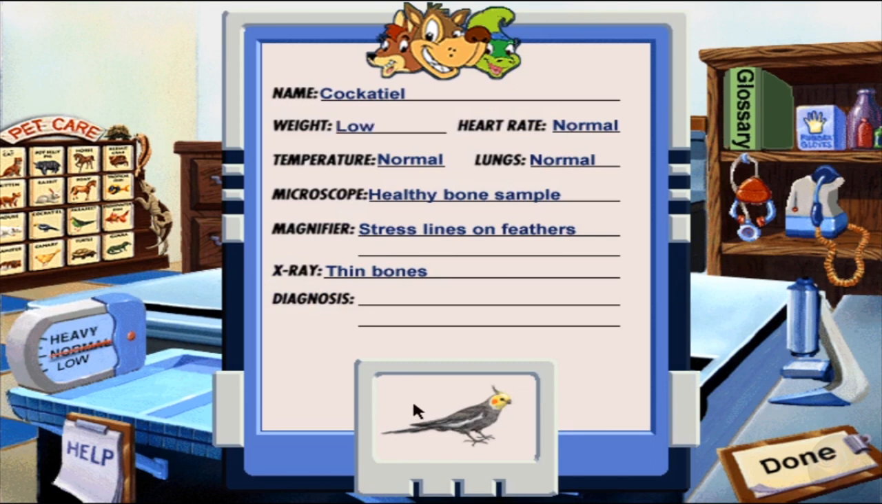This animal's weight is low. The cockatiel's weight is low and its heart rate is normal. Both the temperature and lung readings are normal. The microscope reveals a healthy bone sample, but through the magnifying glass, we can see stress lines on the feathers. The X-ray allows us to see the cockatiel's thin bones. The cockatiel suffers from malnutrition.